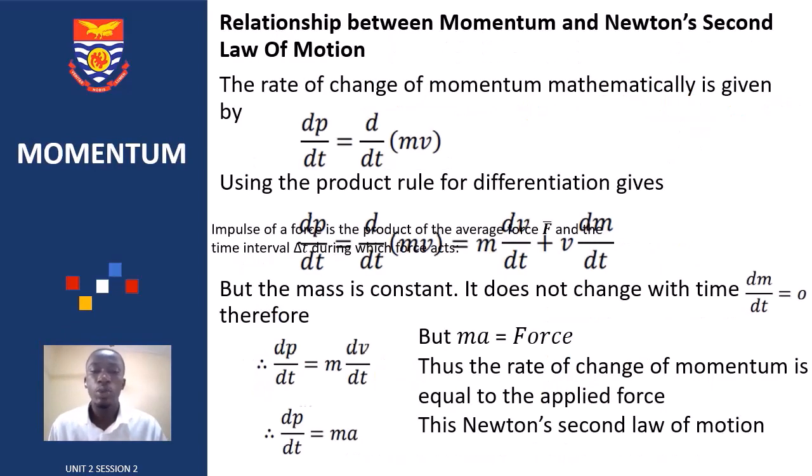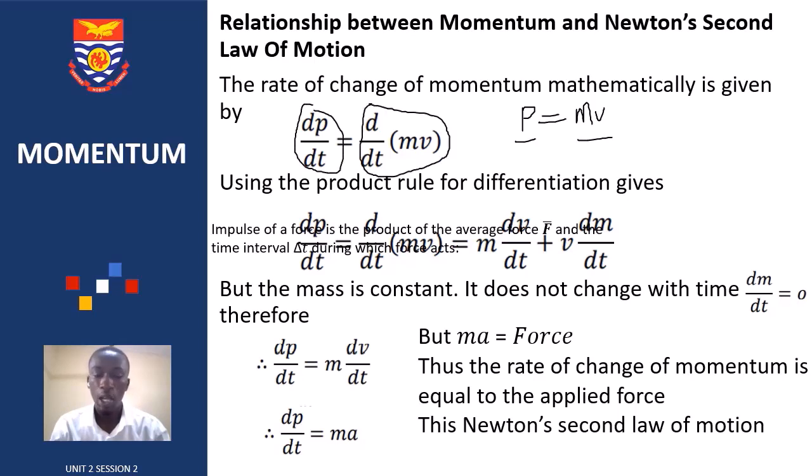Let's look at the relationship between momentum and the second law of motion. We already know that the formula for momentum is the product of mass times velocity. Let's find the rate of change of momentum, so that we find dp over dt as d(mv) over dt. Because, let me step back a little, we have p equals mv. We want to find the rate of change, so we differentiate both sides, the p side and the mv side, so that we get this particular expression. I hope you get it.